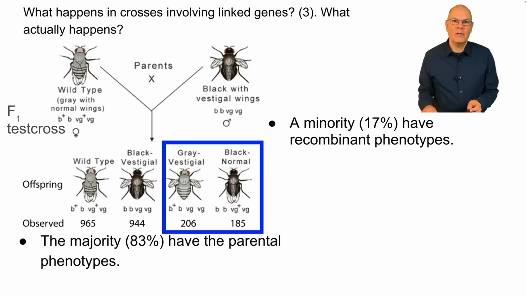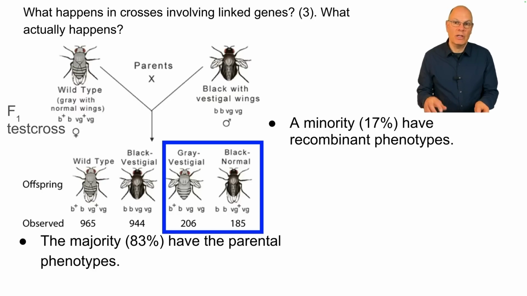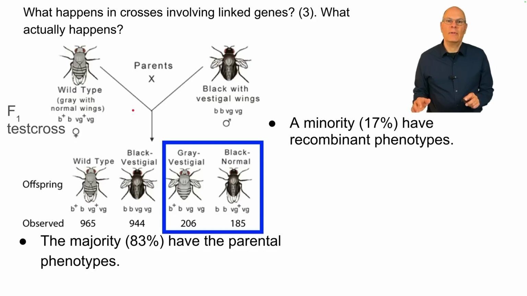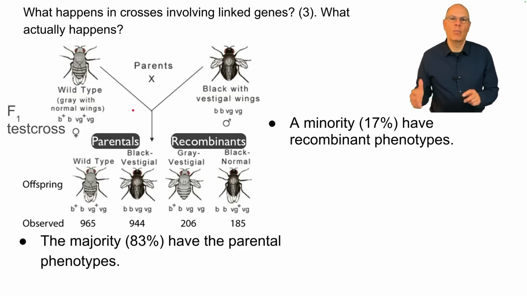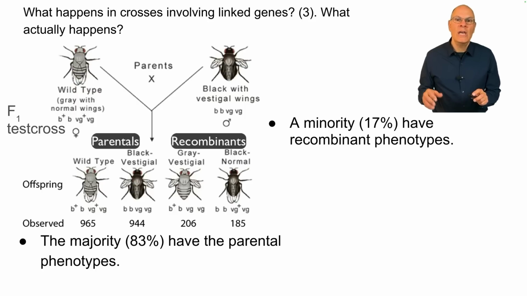What are recombinant phenotypes? They take one of the phenotypes of the mom and combine it with one of the phenotypes of the dad. That's what's happening over here in these flies that have a gray body like the mother and vestigial wings like the father. Or you can have a black body like the father with normal wings like the mother. Those are recombinant phenotypes. Why do we have most of the offspring having parental phenotypes, but a significant minority having recombinant phenotypes? It's because linkage is not perfect.